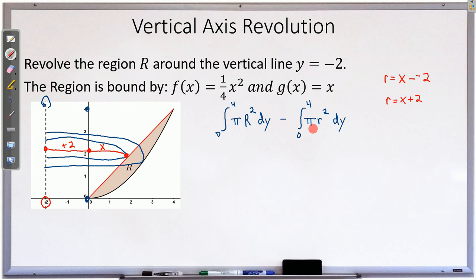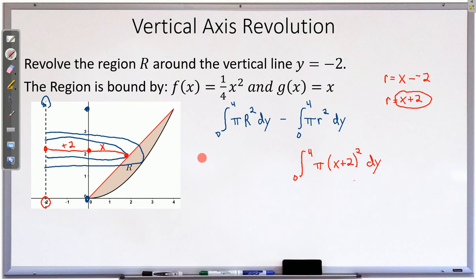And that is going to go in for little r. It is inside the square. So pi times x plus 2 squared dy. Because that was all the radius. This whole thing was the radius. You can see your parentheses there.